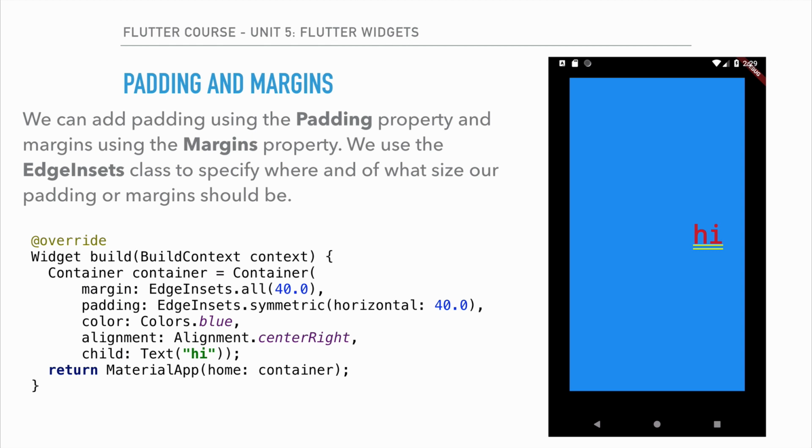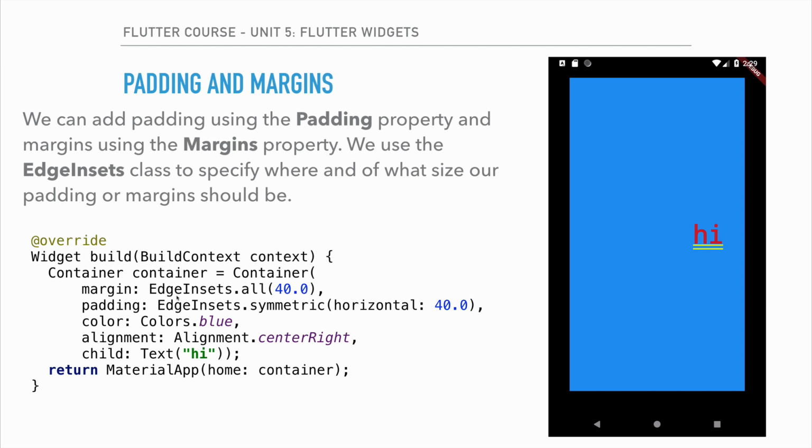And you can see here that we set the color of the container to blue, and then alignment to center right. This is going to align the child inside of the container. And then we just set the child to text "high", right? And so you can see here that the margin makes this gap, the black gap. If you didn't have the margin, the container would extend to fill the screen. And then the padding makes this "high" right here move 40 pixels to the right. So that's the padding for "high", and that's how the difference between those two works.